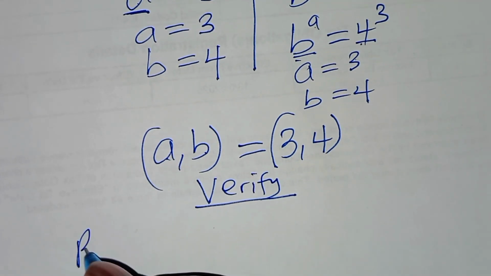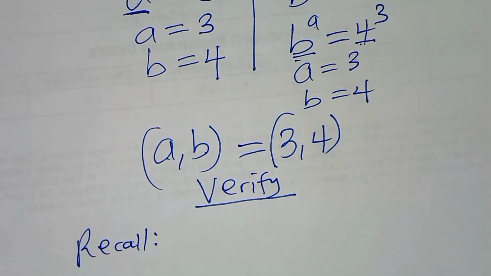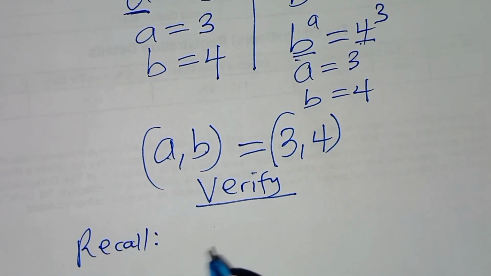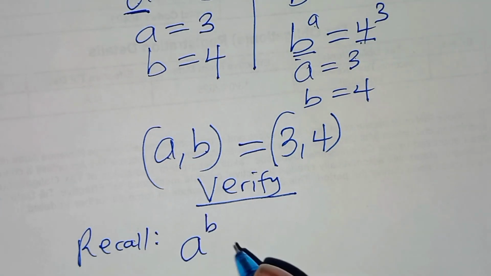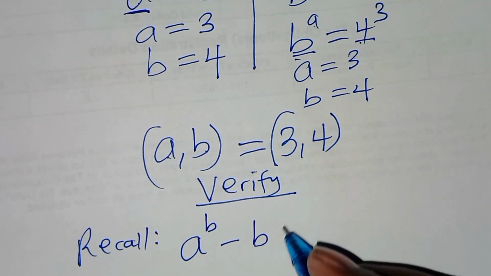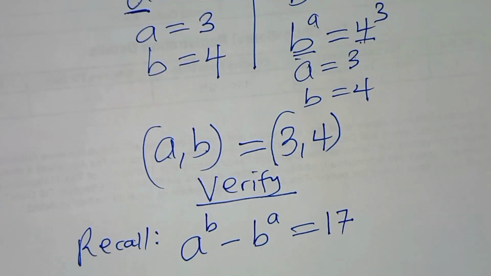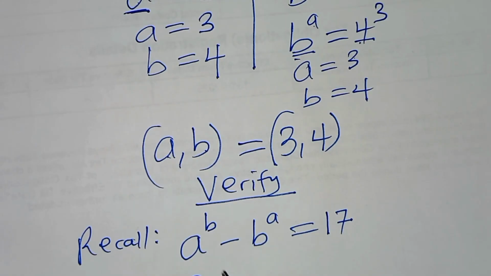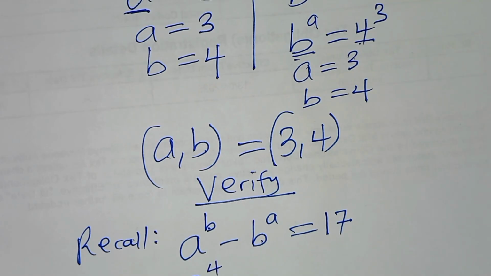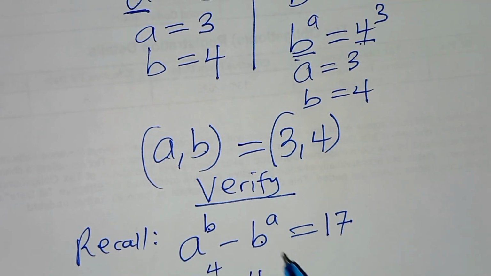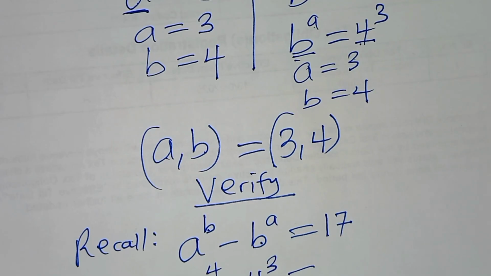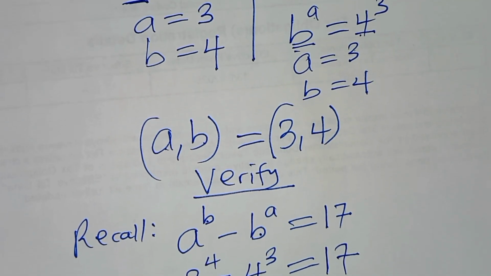If you recall, we had that a to power b subtract b to power a should give us a value of 17. So in this case, substituting the values of a and b, we have a, which is 3, raised to power b, which is 4, subtract b, which is 4, raised to power a, which is 3. This should give us a value of 17.